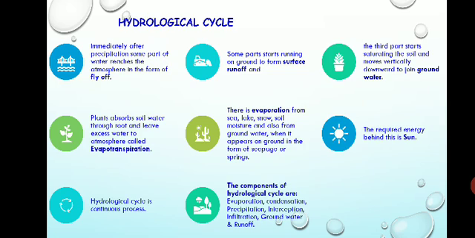Then the components of the hydrological cycle are evaporation, condensation, precipitation, interception, infiltration, groundwater, and the runoff. So these are the different components of the hydrological cycle, and the main energy required behind this cycle is the sun, that is the source. So here how the groundwater or the water moves in different forms is called the hydrological cycle. So what is the definition of the hydrological cycle?